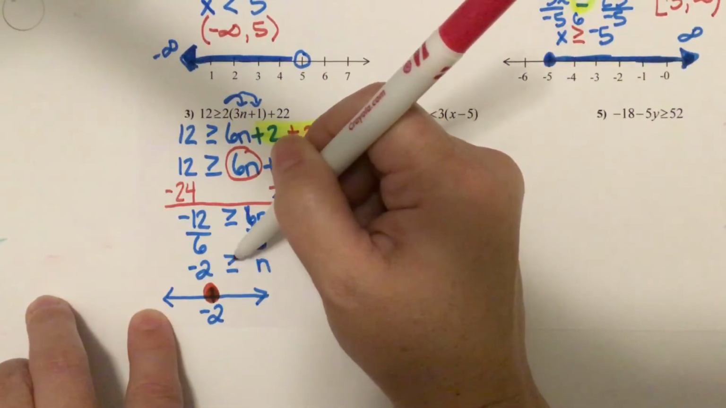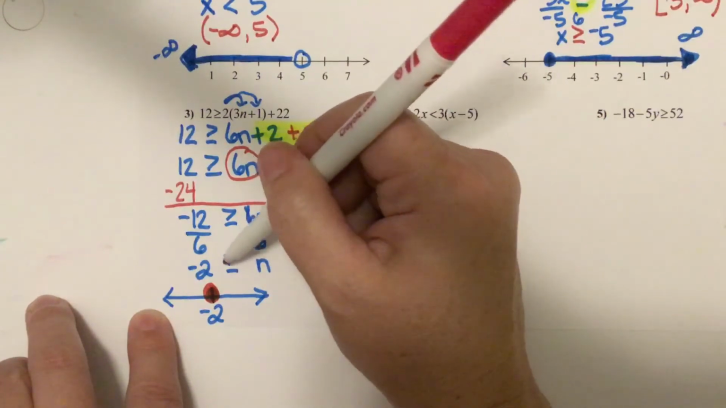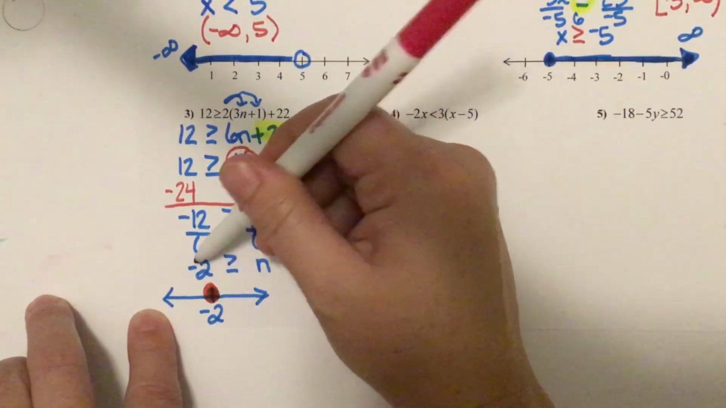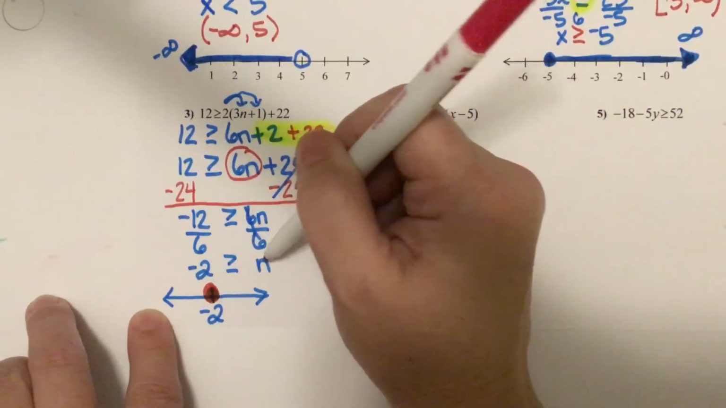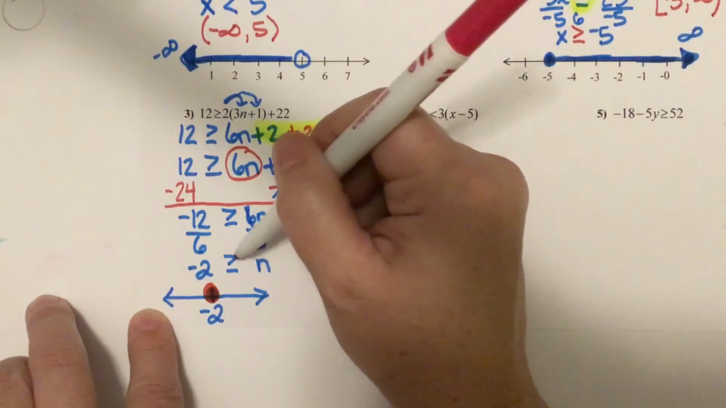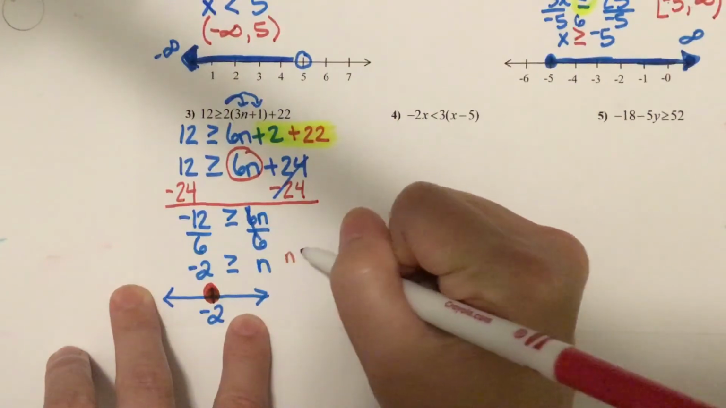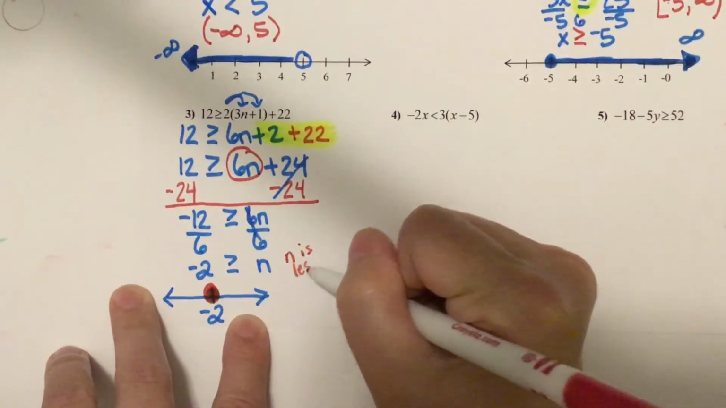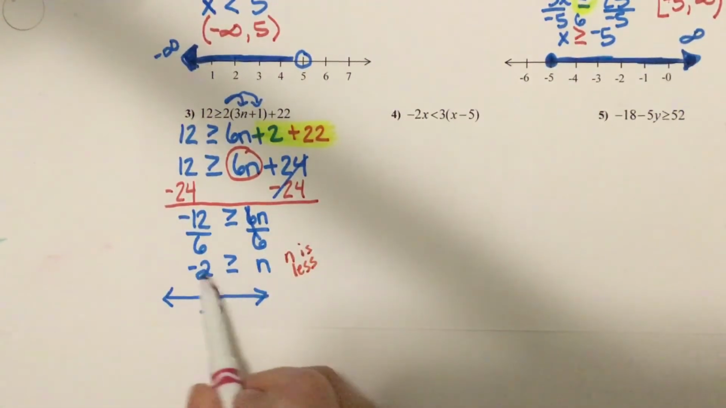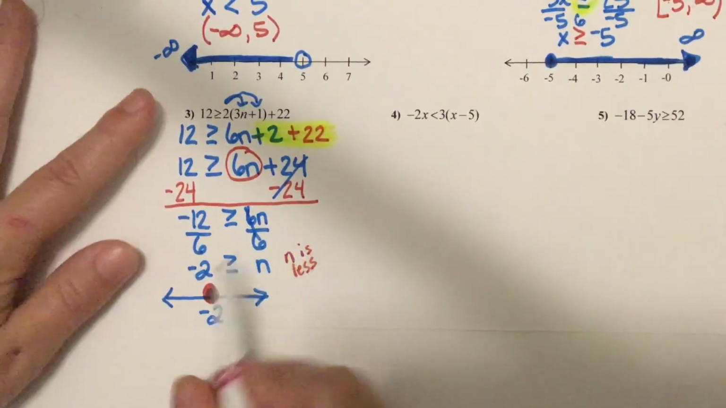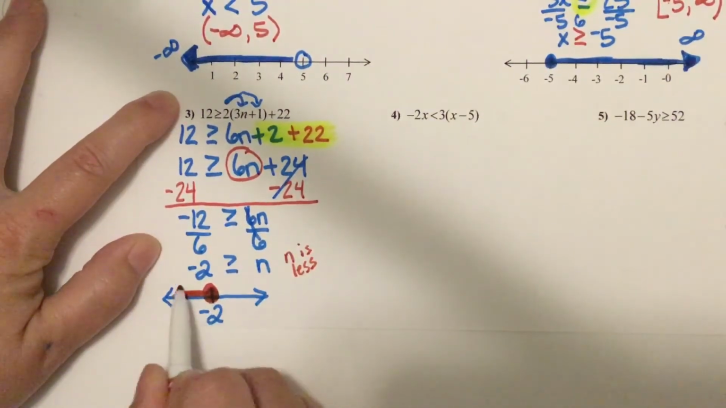So that means that this guy's less. Remember, the big mouth eats the bigger guy? So this guy's the bigger guy, so this guy's the lesser guy. So whenever the pointed end faces the variable, that means that this is less. So this is saying n is less than or equal to negative 2. So less than, shades left.